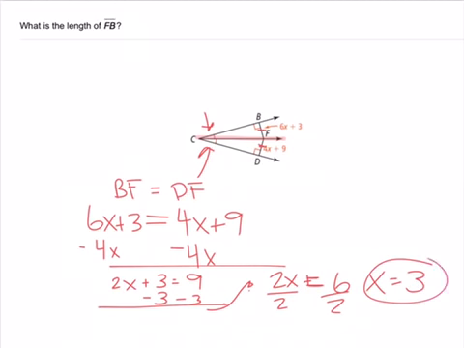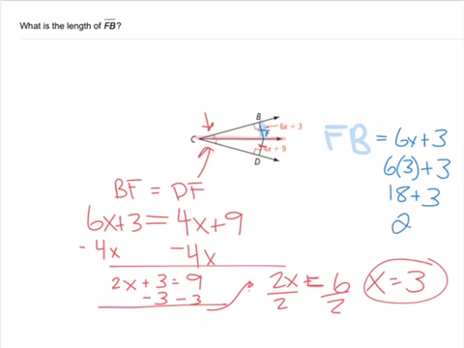Same thing, not the answer, because in this question, they wanted me to find FB. FB actually equals 6x plus 3. So now I've got to substitute 3 for x. I just figured out x equaled 3. Now I'm going to solve it. 18 plus 3 is 21. That's the answer to the question.